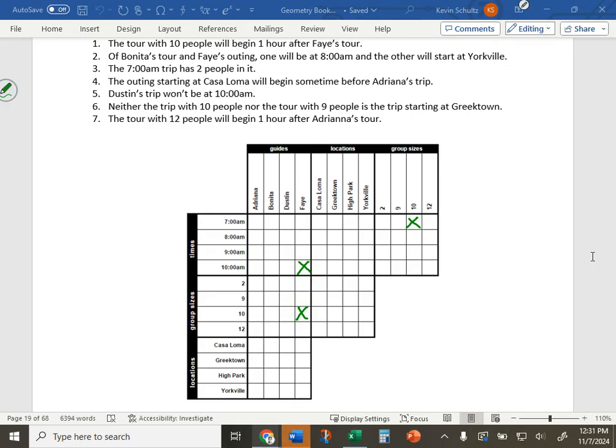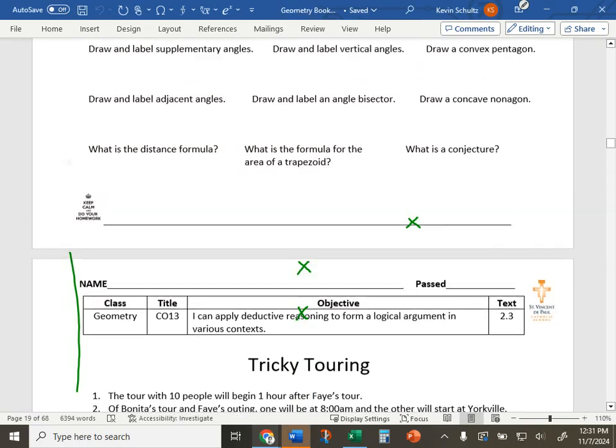You can work together. You can have 15 minutes to work on it. This is due on Monday because tomorrow's a music day. No, this is also part of your homework.